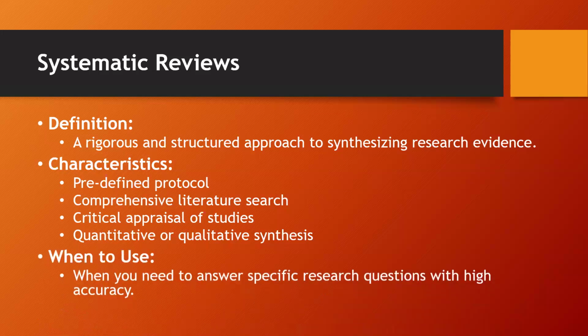So when to use a systematic review? When you need a specific answer to a research question with high accuracy, then you have to use a systematic review. It is ideal for producing reliable and comprehensive evidence on a well-researched topic.